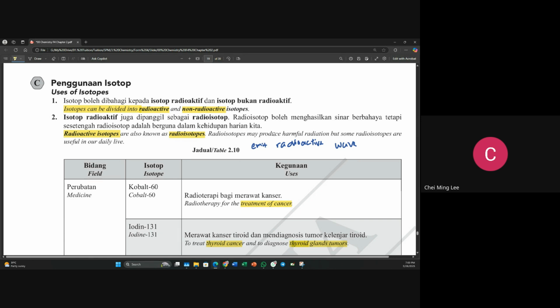Radioisotopes may produce harmful radiation, but some radioisotopes are useful in our daily life, where they will emit radioactive waves. Radioactive waves are mostly dangerous to our body in huge amounts. In small amounts, we might be able to use them for some cases.